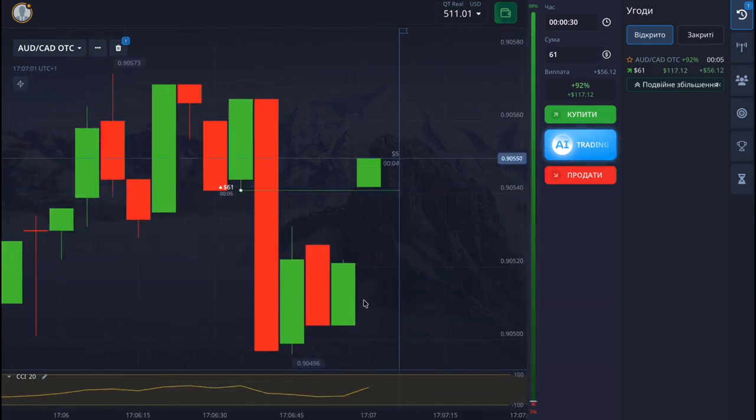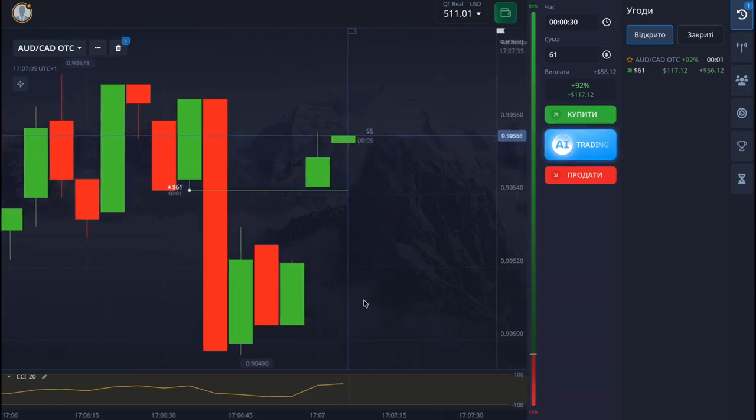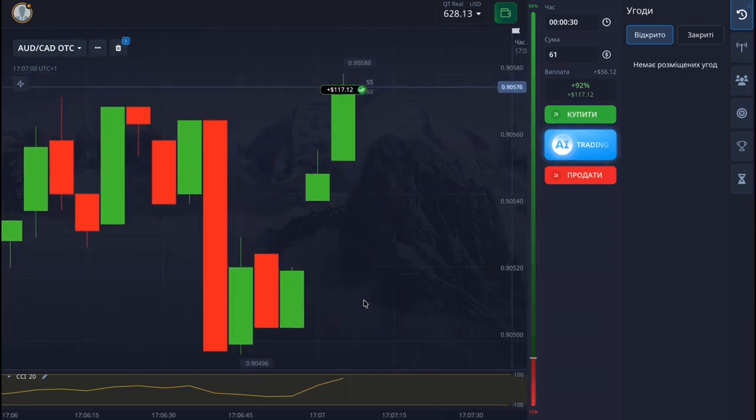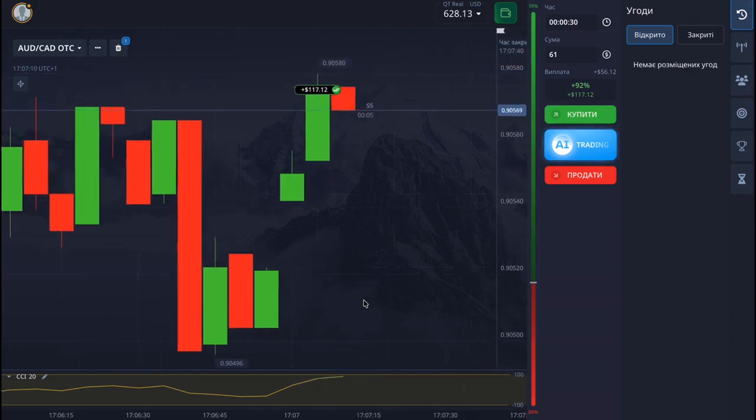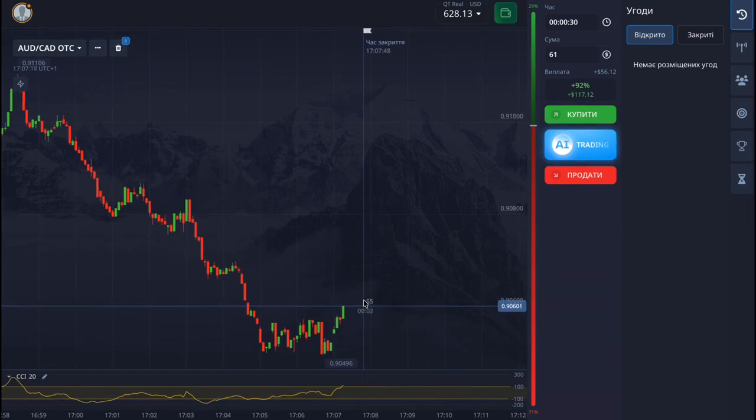We have 6 seconds left. Oh, come on, go up. 3 seconds, 2 seconds, and we got a plus. Net profit, $128. Friends, I think this is a very good result. This is about 23% of the balance. And this is just in like 5 to 10 minutes. I think that's very cool, friends.